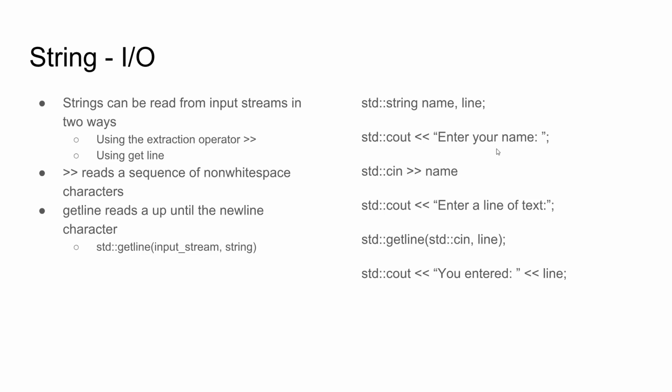So we might say, hey, enter your name. We can output the entire string, read it in using the extraction operator. Enter a line of text, prints it out to the screen, read it in using the entire line using getline, and then print it out.